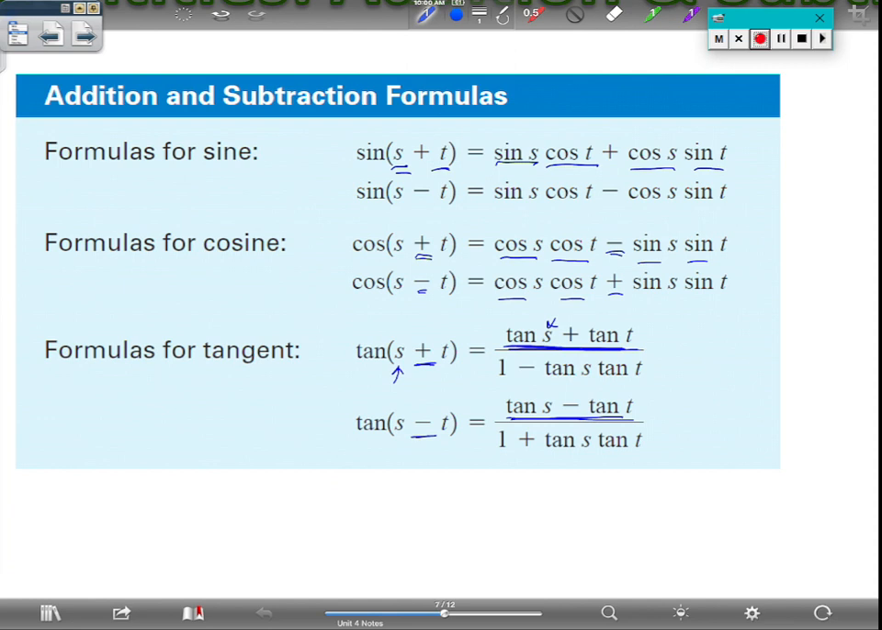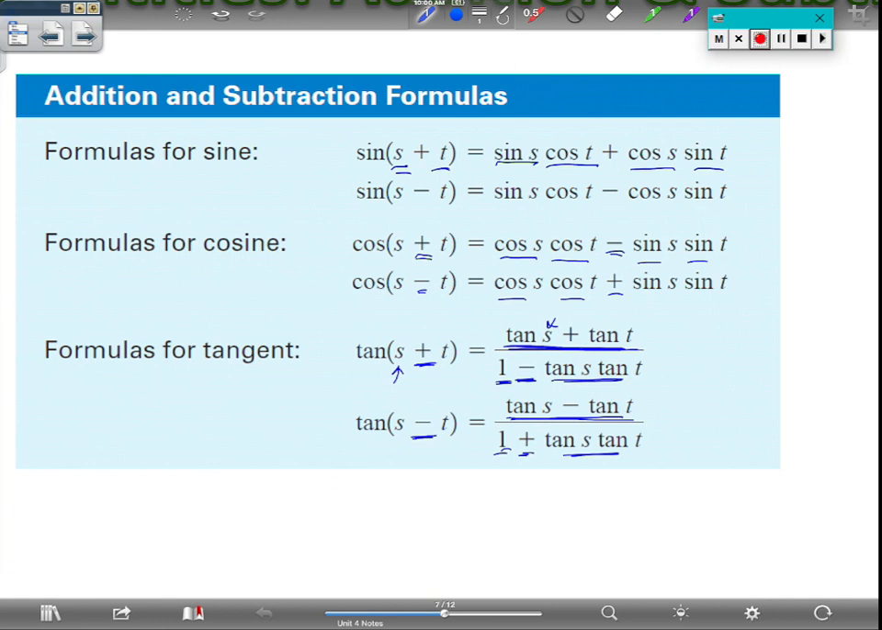The other pattern would be in the denominator, it always starts with a 1, always a 1. And when tangent is adding, you have subtraction, the opposite, in the denominator, and then the product of tangent s, tangent t. And when you're subtracting, you have addition in the denominator, and you're multiplying tangent s times tangent t. So hopefully the patterns there will help you remember those two formulas. Okay, so those are the formulas that we're going to be working with in this lesson.